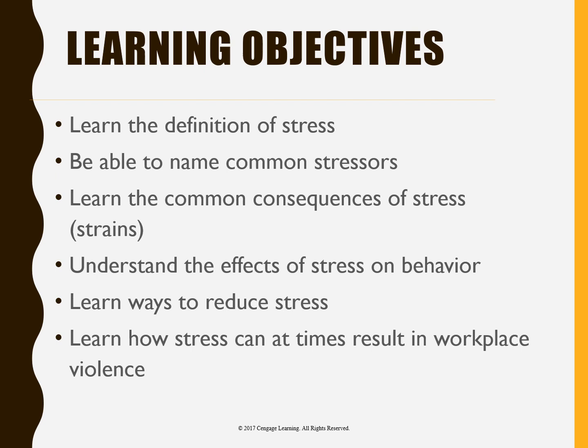Today's chapter is about worker stress, negative employee attitudes and behavior. The learning objective of this chapter is that students can learn the definition of stress, be able to name common stressors, learn the common consequences of stress, understand the effect of stress on behavior, learn ways to reduce stress, and learn how stress can at times result in workplace violence.